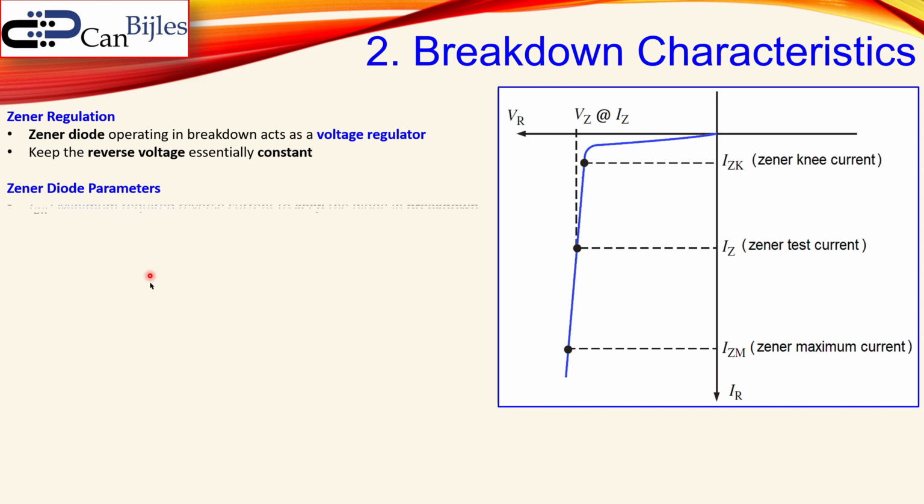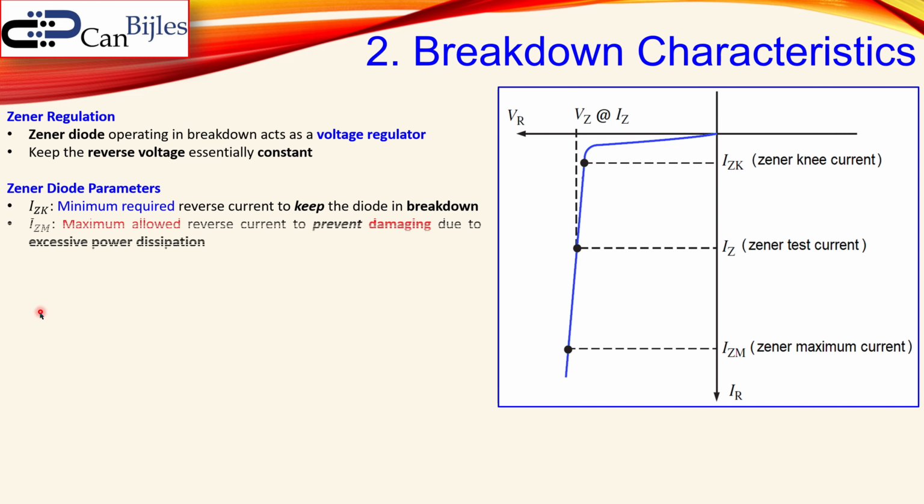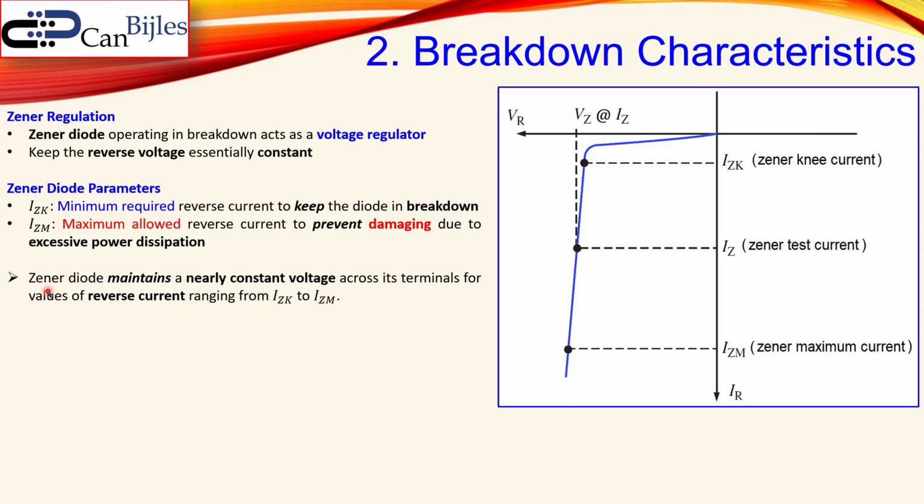And the Zener diode parameters are the minimum required Zener current, which is to keep it in breakdown. So if you go a little bit lower, then it is not anymore in the breakdown region, and it is not anymore the voltage regulator condition. You have also the maximum allowed reverse current. That's also required because if you go higher, then you can cause permanent damage, so you need to prevent that.